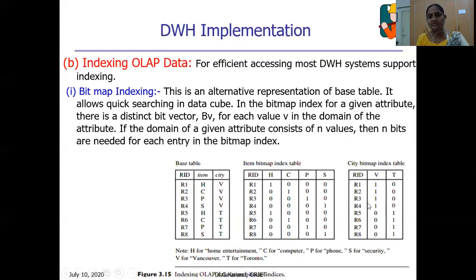Similarly, for the city values there are only 2 values, so 2 bit vectors are constructed here. This is the bitmap index table for the city. For record 1, the value is V, that is Vancouver city, so we put 1 and the remaining is 0. Because of this, we can search very fast using this bitmap index table.